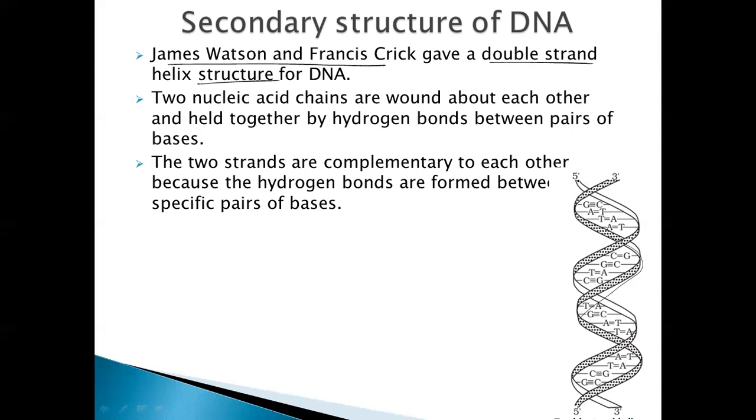So that is why we are naming it as 5', 3', and 3', 5' to the other strand here. These two strands are complementary to one another, and these two strands are held by means of hydrogen bonds. That means, what are the bases which are present here? Adenine and guanine are the purines.